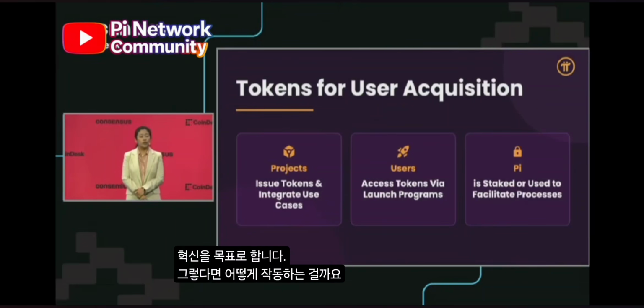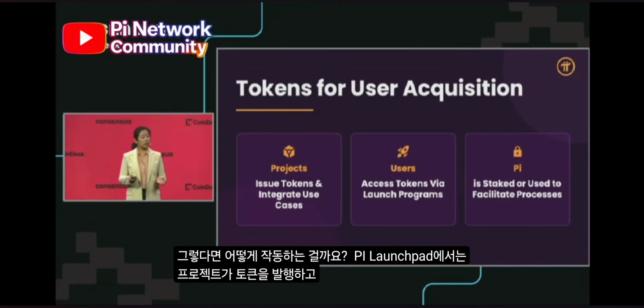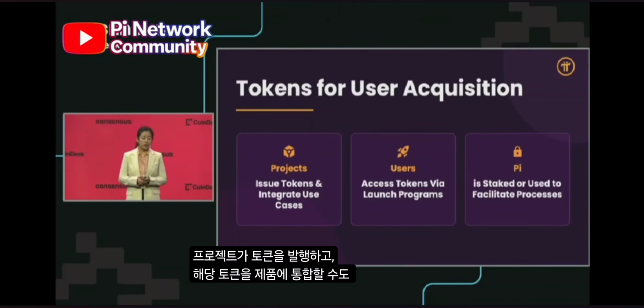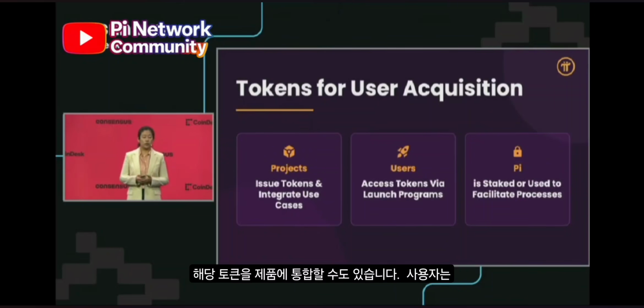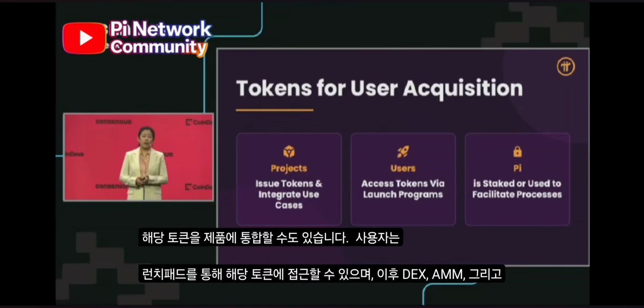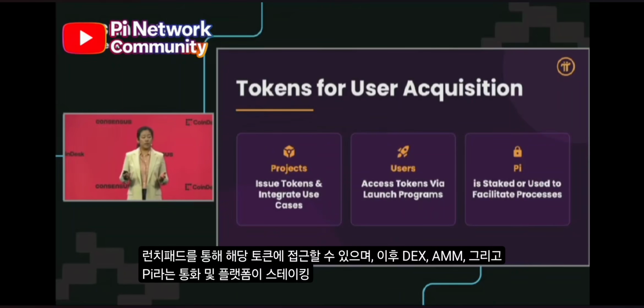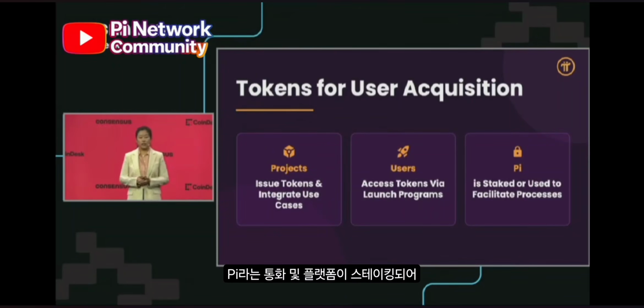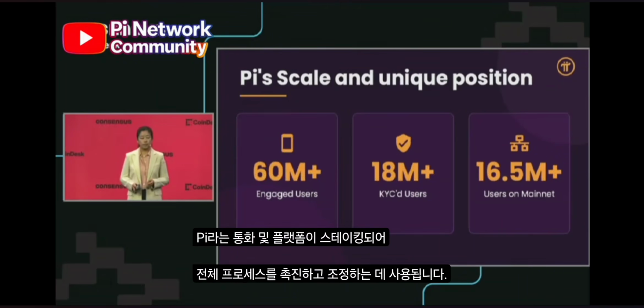So how does it work? In Pi Launchpad, projects issue tokens and also integrate their tokens into their products. Users can access those tokens through Launchpad and afterwards DEX and AMM. And Pi, as a currency and a platform, is staked and used to facilitate and orchestrate the whole process.